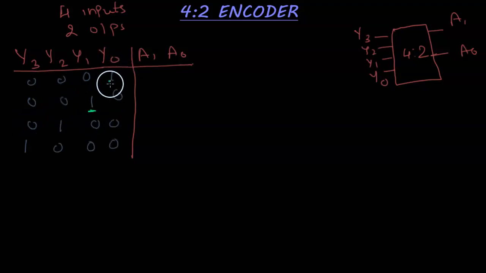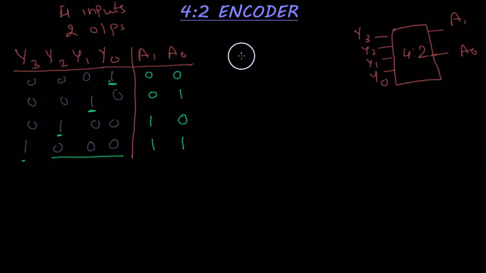So when Y0 is 1, the output combination we get is 0, 0. When Y1 is 1 and all the other inputs are 0, we have 0, 1. Similarly, when Y2 is 1, we have 1, 0. And when Y3 is 1 and all the other inputs are 0, then we have 1, 1.